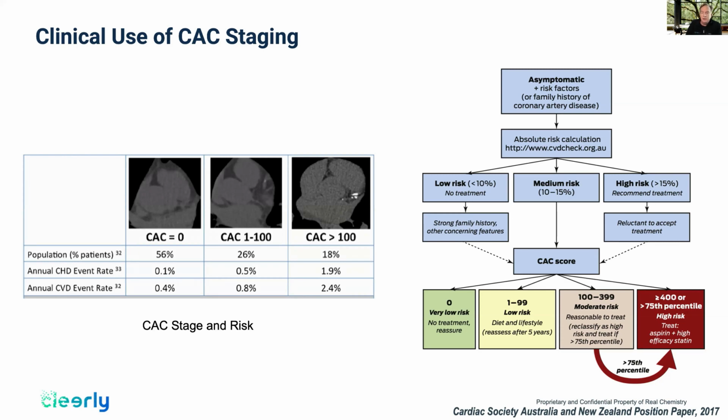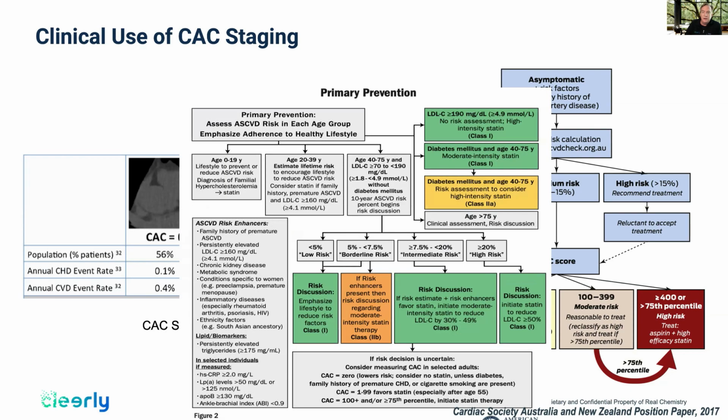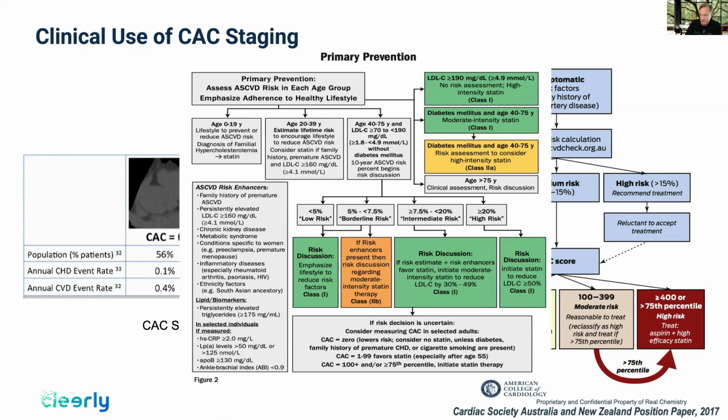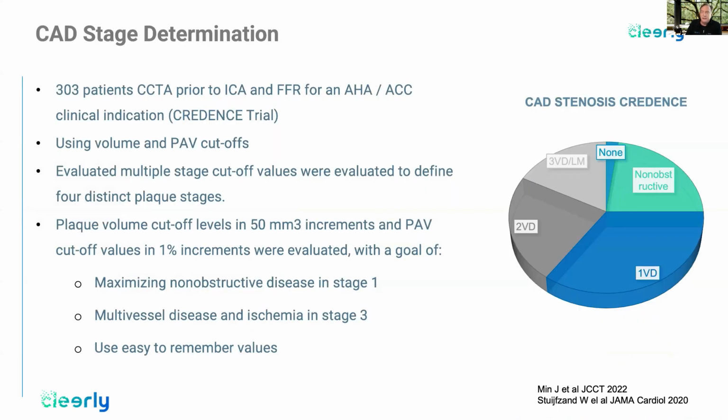On the right-hand side, you can see that, and this is from Australia and New Zealand, they did use the calcium scoring in part of their therapeutic decision-making. Here in the US, the AHA-ACC, under their primary prevention guidelines, do include some use of coronary artery calcium scoring for their guidelines. But unfortunately, previously, there hasn't been one specifically that looked at coronary atherosclerosis.